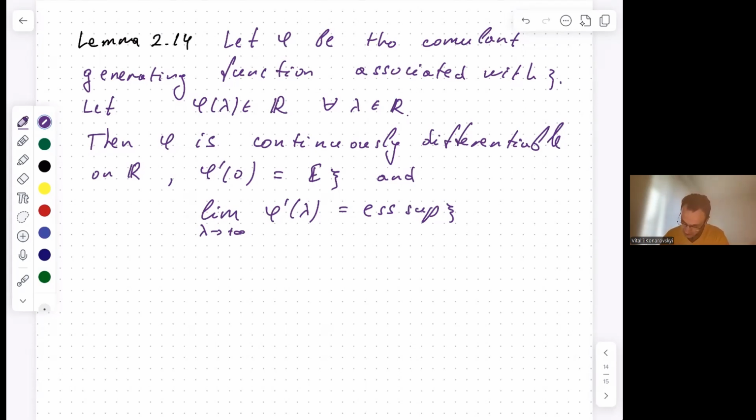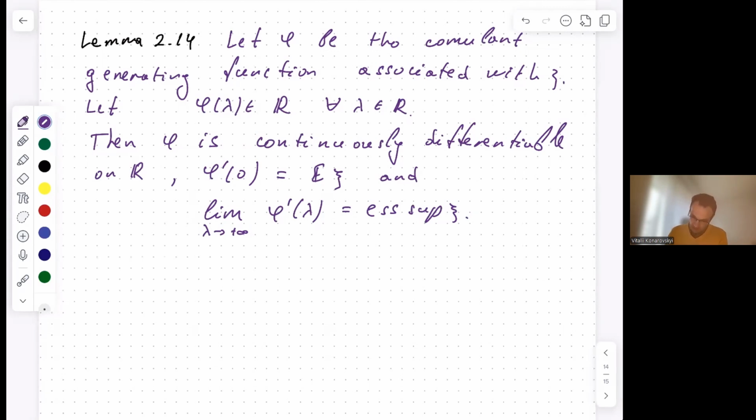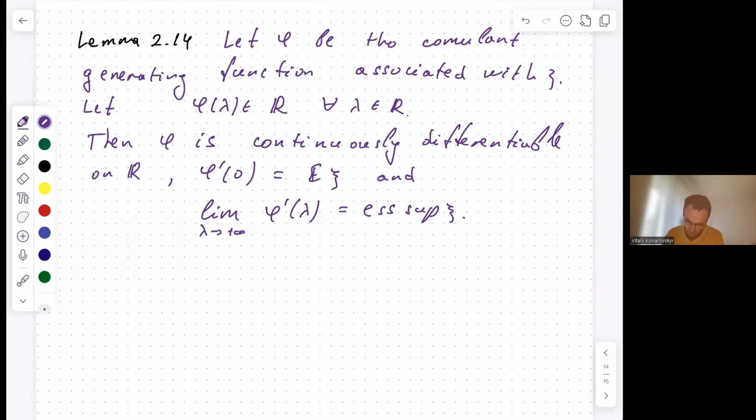It is not the strict definition of essential supremum, but I hope you remember what it is from, for instance, your analysis course or functional analysis or measure theory. If you do not know what that is, you can just think about the supremum. It is not exactly true, but it is okay. Now we have to prove three claims. The first, that phi is continuously differentiable. The second, that the derivative at 0 is the expectation. And also we need to compute the limit.